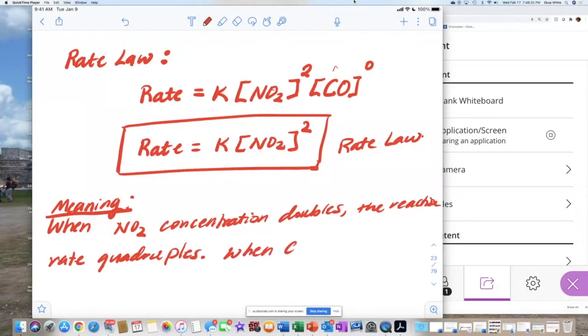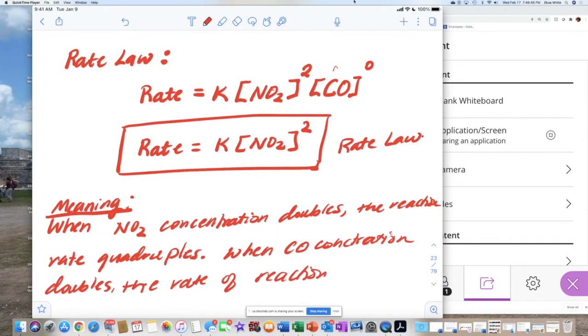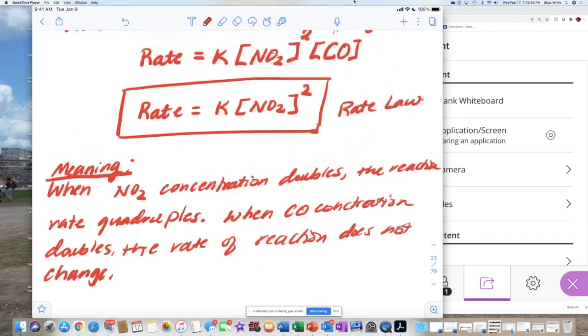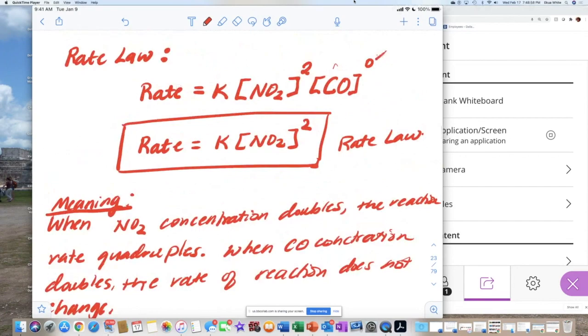When CO concentration doubles, the rate of reaction does not change. You're wondering, why doesn't it change? Because it's zero order.